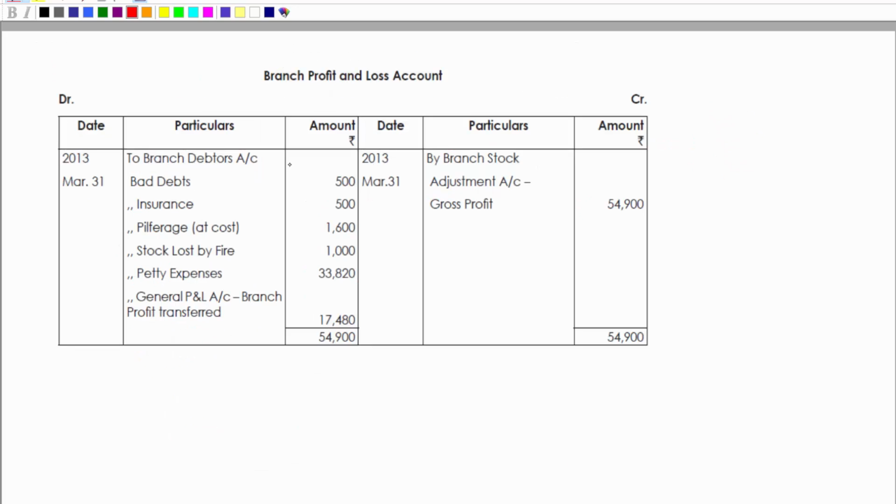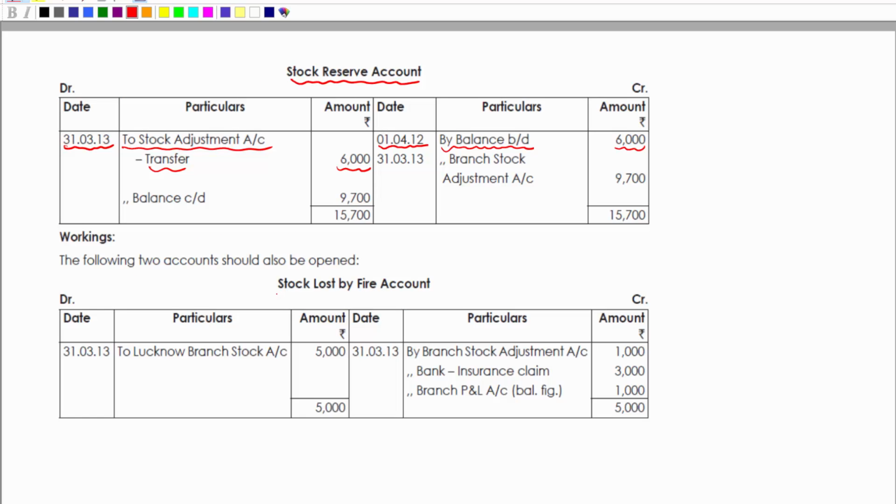We'll go to branch P&L and there will account for this. Okay, so we have to open branch P&L account. In that we'll account for pilferage, that is pilferage at cost, it is 1,600. This is nothing but 2,000 minus 400. Similarly we should also provide for the loss that has taken place on account of fire, but if you want to understand what is the exact loss, you have to open a separate account for loss of stock on fire. Okay, so let me do that.